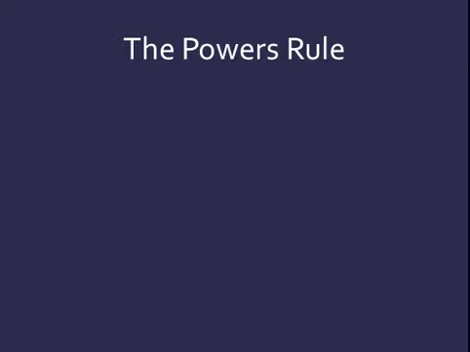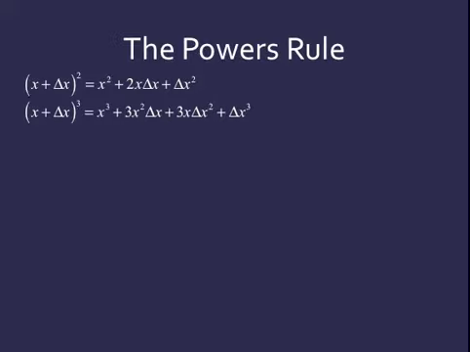In order to see how x plus delta x to the n expands when raised to a power n, let's look at the first few terms. X plus delta x squared is equal to x squared plus 2x delta x plus delta x squared. We go on to the next power, x plus delta x cubed is equal to x to the power 3 plus 3x squared delta x plus 3x delta x squared plus delta x to the power 3.